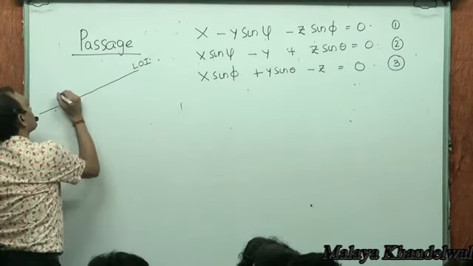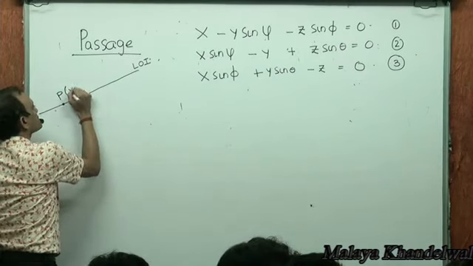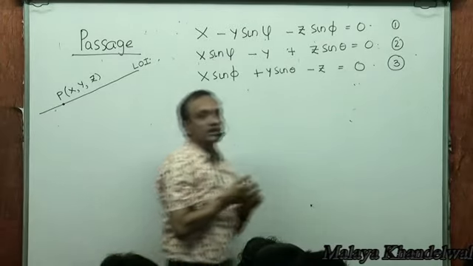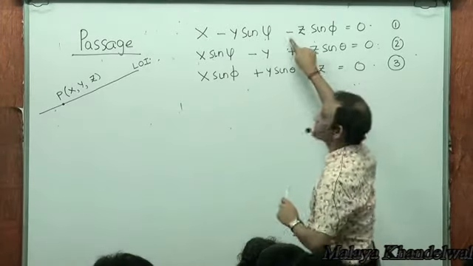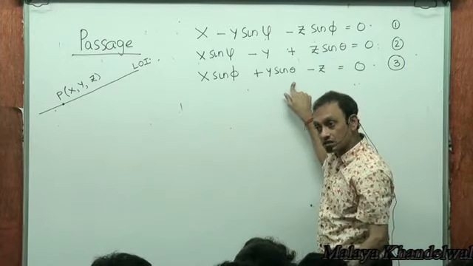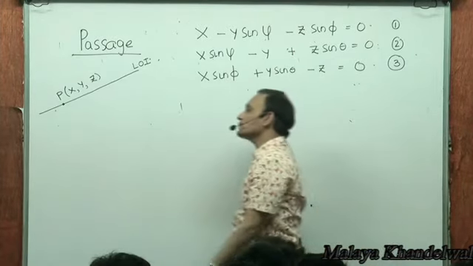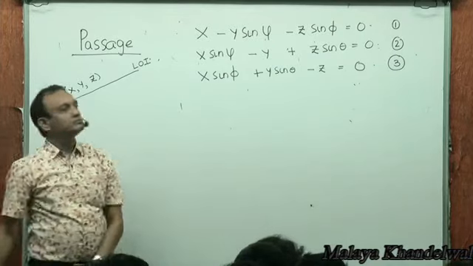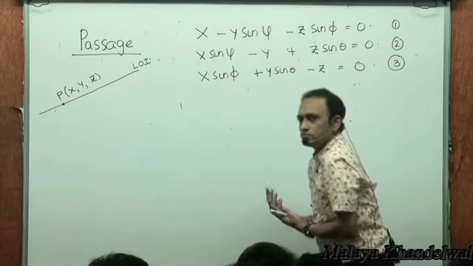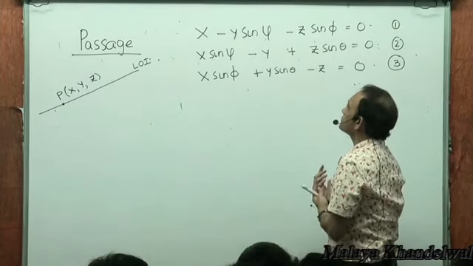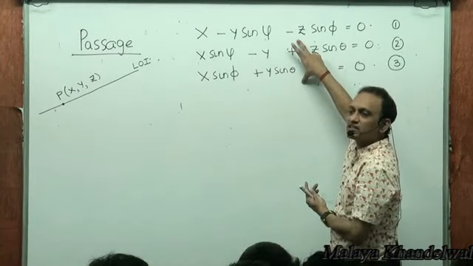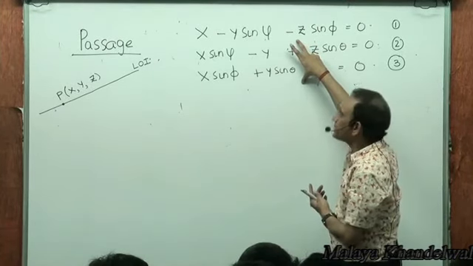Let's say there is a point P which is x, y, and z, which is a point on the line of intersection of the three planes, will satisfy this condition. This x, y, z will satisfy this condition as well as this condition. Now, this effectively boils down to eliminating x, y, z from these three equations, right?